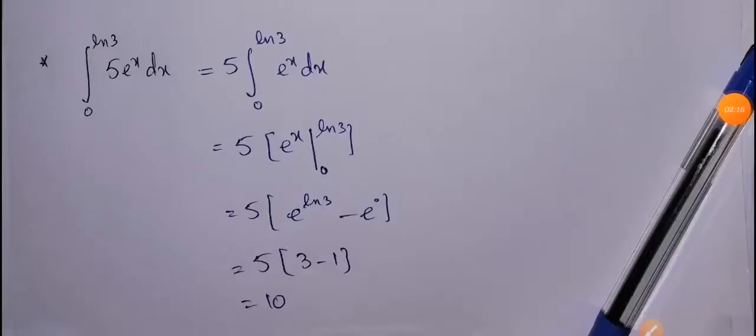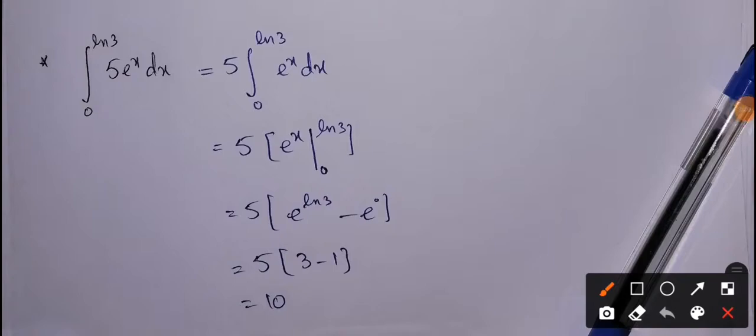The next example is the definite integral from 0 to ln 3 of 5 e power x dx. So 5 being a constant will be taken out of the integral. Now we have to integrate e power x. The integral of e power x is e power x. So inserting the value ln 3 and then 0, upper limit minus lower limit. We know e raised to the power ln 3 will be 3 and e power 0 will be 1. So 3 minus 1 is 2 and 10 will be the final answer.